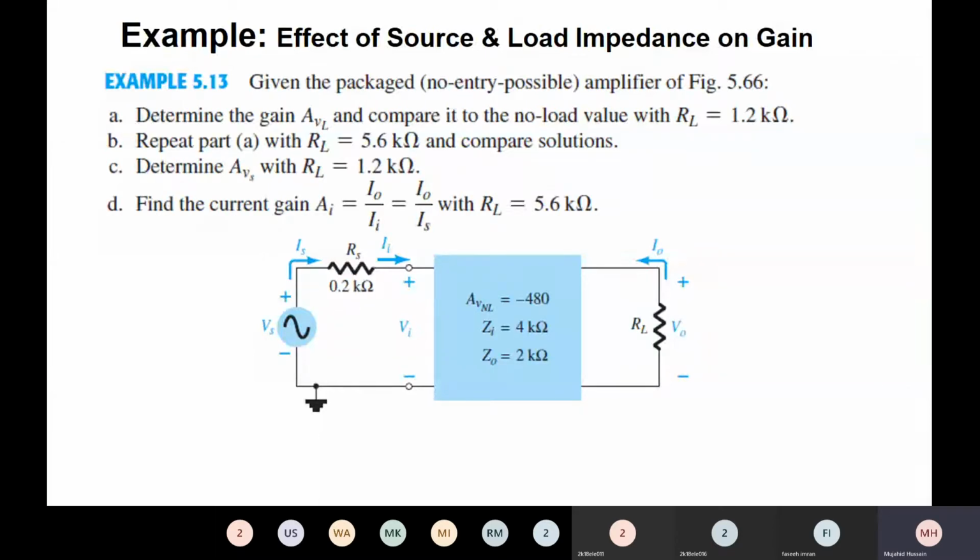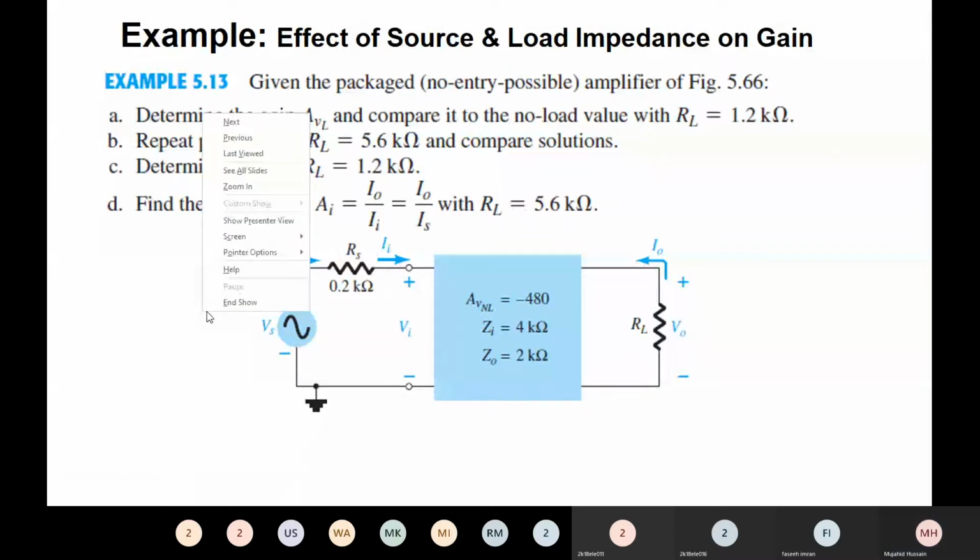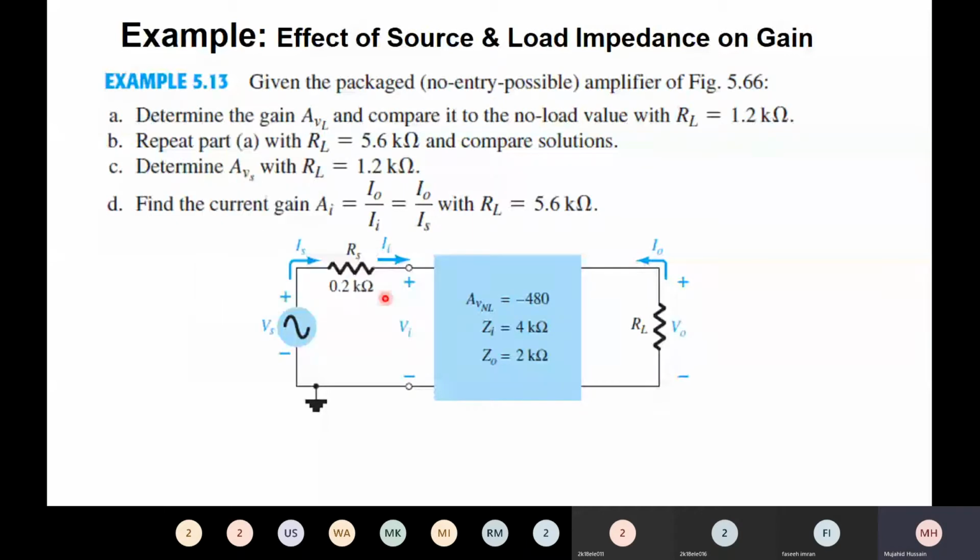Let's say we have an amplifier in which RS and RL are connected. This is a two-port network, in which, as we said earlier, three things are mentioned. That is the no load voltage gain. It is given as minus 480. We can see that this is minus, so maybe it might be the common emitter configuration.